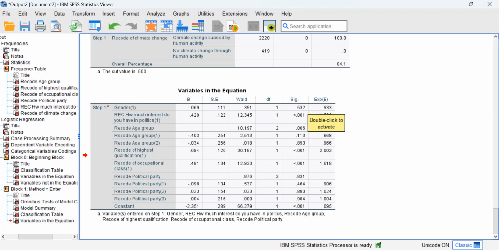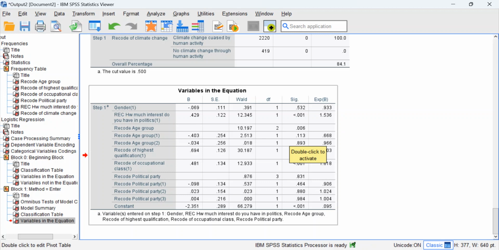So gender is not statistically associated with belief in climate change. Our next variable is how much interest you have in politics. Now, you will see here that for each of these variables, there's only one row of data. That is because, if you remember, these are all binary variables.